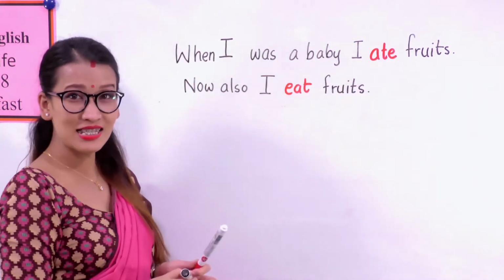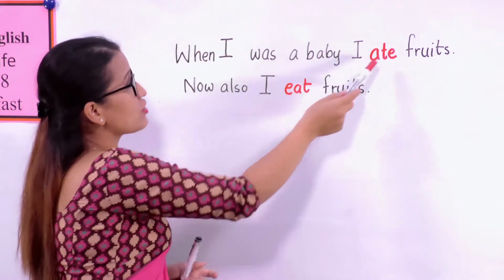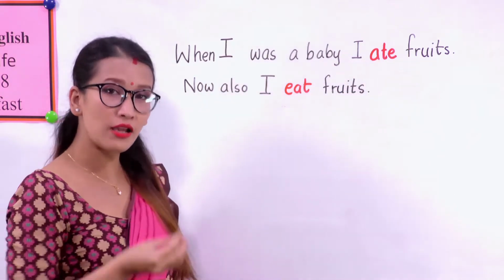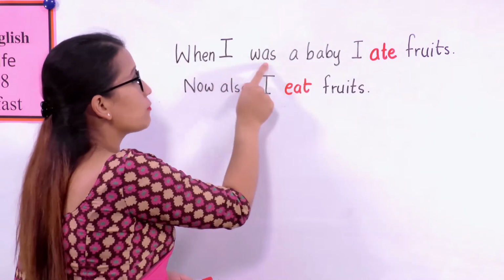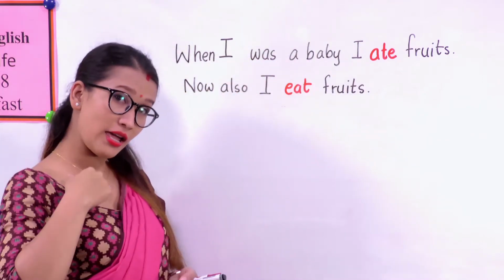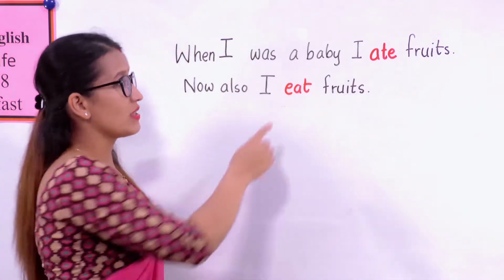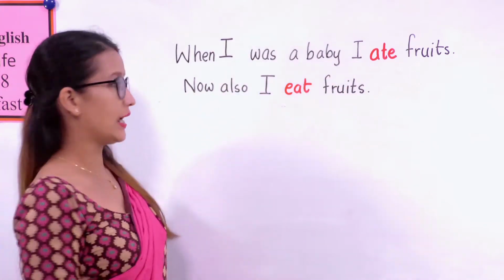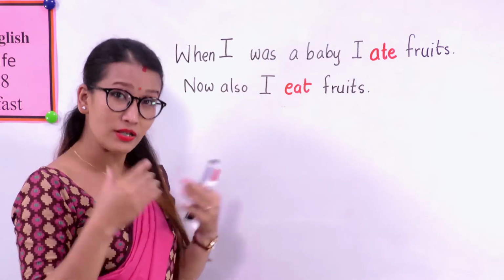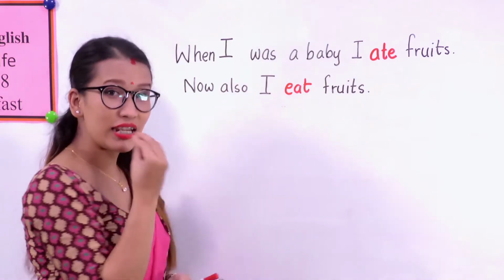Look. Yes? How did we change the verb? What is the verb here? Eat. Yes, eat. So, when I was a baby, I ate fruits. Now also I eat fruits.